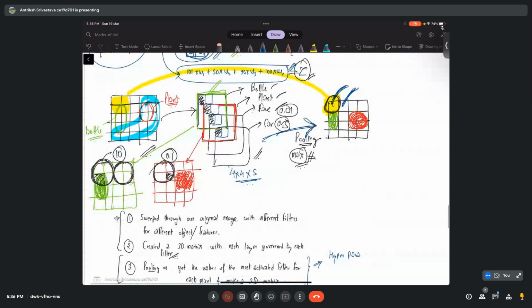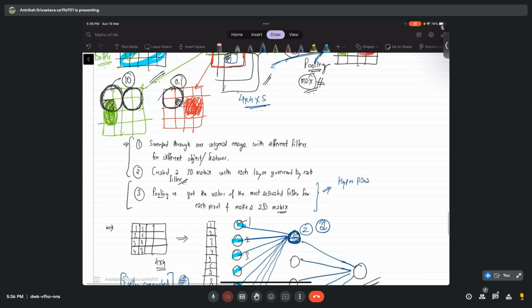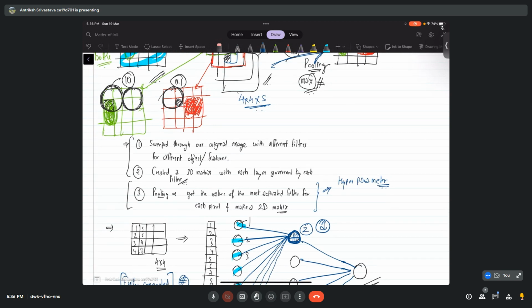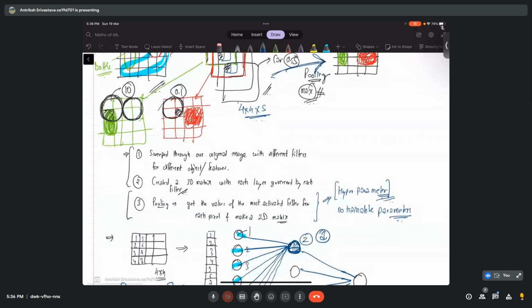So in pooling also, you can have these hyperparameters: how much size of the matrix you want, from which you want the maximum value, and how much stride you want. You can have hyperparameters, but you don't have trainable parameters here. No trainable parameters, because we are getting just the maximum, right? We cannot train the maximum value, so that's why it is not trainable.